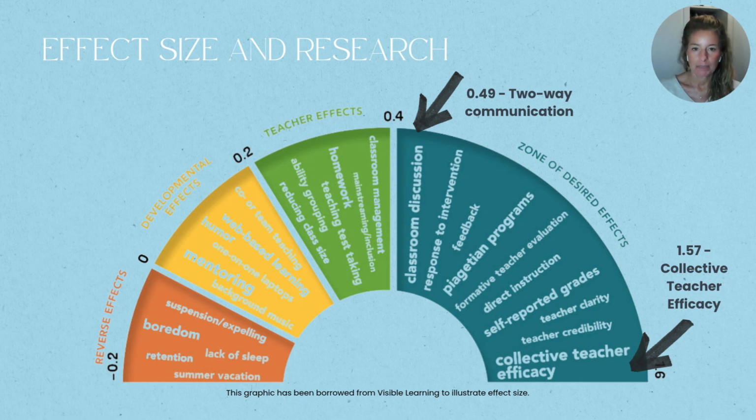There's a strong research base behind why this matters. According to John Hattie's research, collective teacher efficacy has an effect size of 1.57, making it one of the most powerful influences on student achievement. Two-way family communication also has a meaningful impact, with an effect size of 0.49, contributing to more than a year's worth of growth. The tools in this chapter are designed to help support your work in both of these areas without adding extra work to your plate.